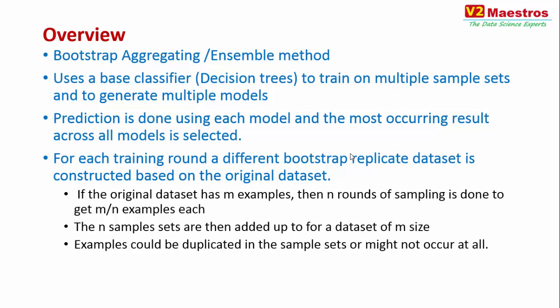So suppose your original data set has 10 rows, and then you do n rounds of sampling. Let's say you do 2 rounds of sampling. In each round of sampling you select m by n, that is 10 by 2, 5 examples each. So you do 2 rounds of sampling, and in each round you get 5 rows. Then you put those 2 sets of 5 rows together to form the data set. So the final data set also has the same number of rows as the original data set, except that there is a possibility that some values could be repeated. We will see how that is done in the next slide.